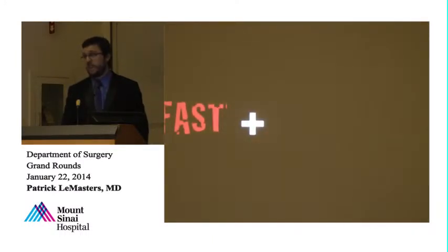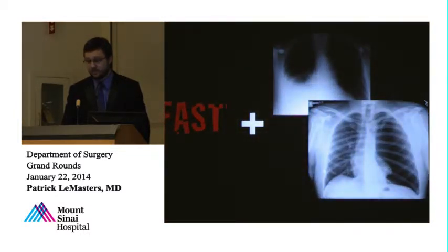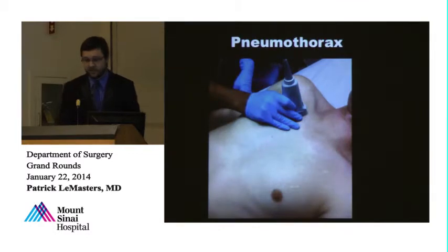So continuing on, I think maybe some of you have heard of the EFAST, or what's called the extended FAST. Maybe you haven't. But this is basically a FAST plus exams looking for hemothorax and pneumothorax. So how is this performed? To evaluate for pneumothorax using ultrasound, you can actually place the linear probe in between the third and fourth intercostal space in the anterior chest.